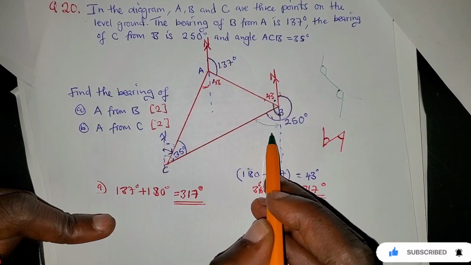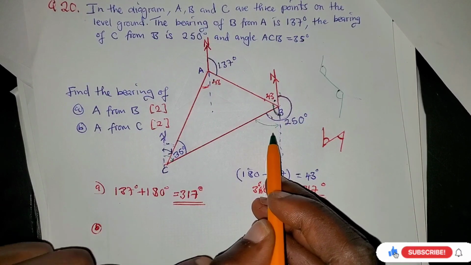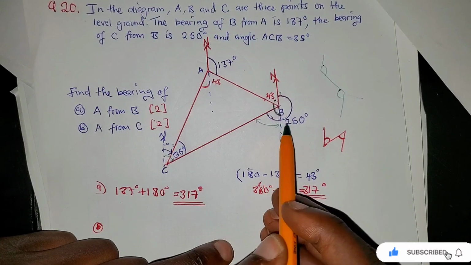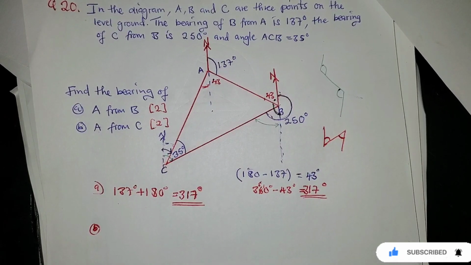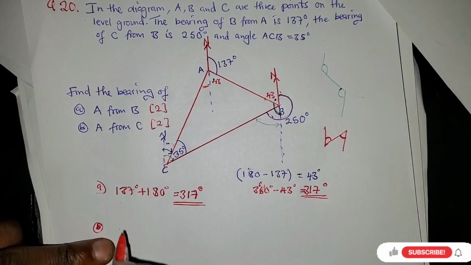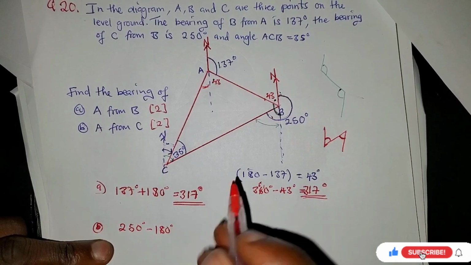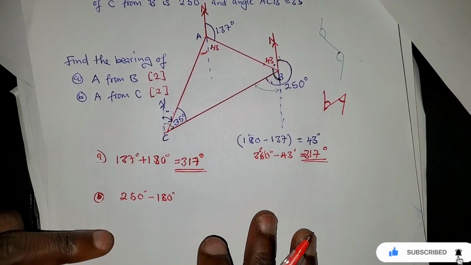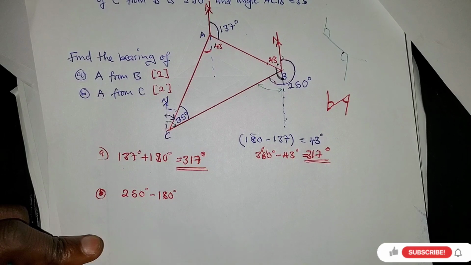Now, how can you find this angle? It is very simple, guys. Let's just subtract 180 from 250, then we find this angle. So let's just write 250 minus 180. We'll find this angle, and when we find it, automatically we'll find this angle. Then it will be easy to find what the question is asking us to find.